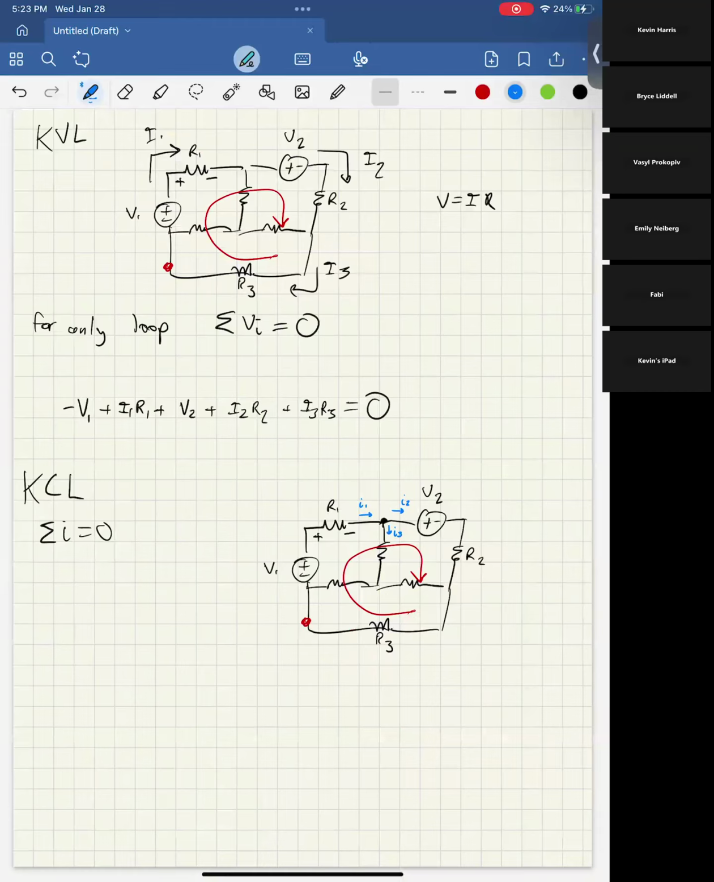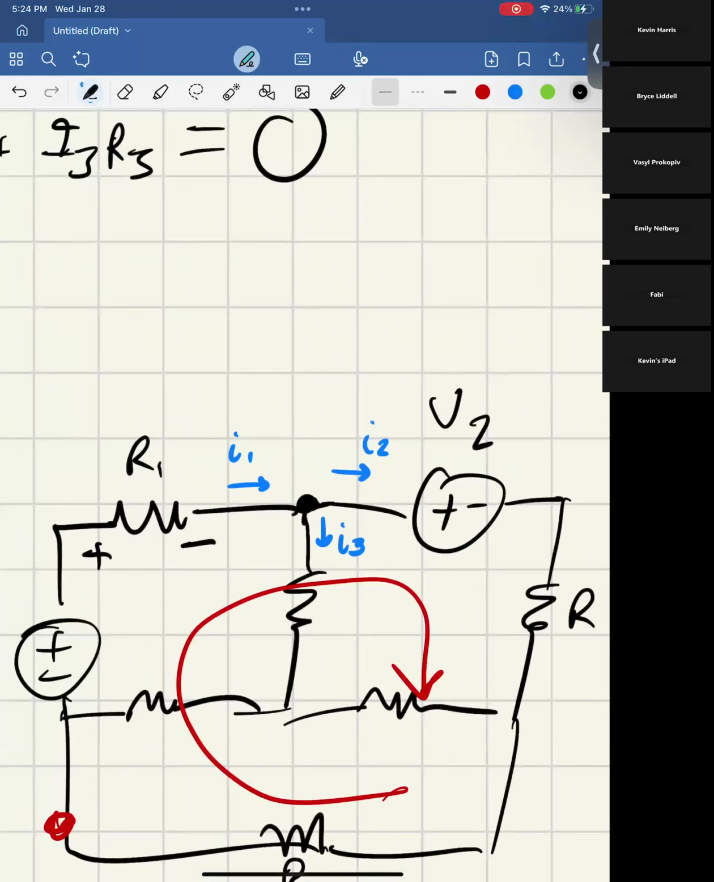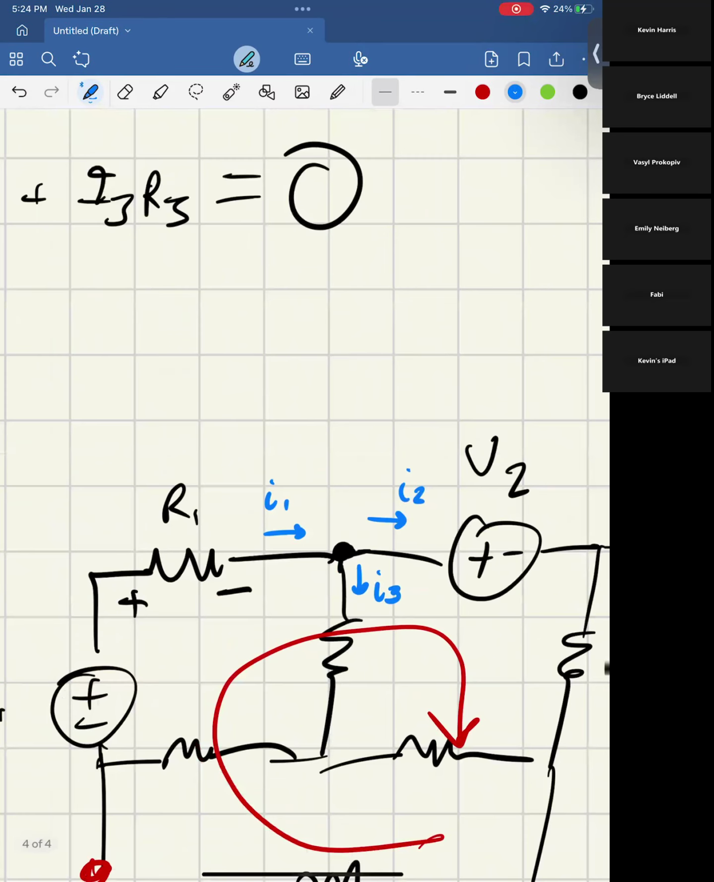What KCL is saying here is basically that the current going into a node is equal to the current going out. It's saying you can't create current out of nothing. Just for the sake of convention, we say currents going in are negative and currents out are positive. Some people don't like that, but that's what you're going to do because that's what your graders expect, and they will get very confused if you don't. So please follow the convention as said.